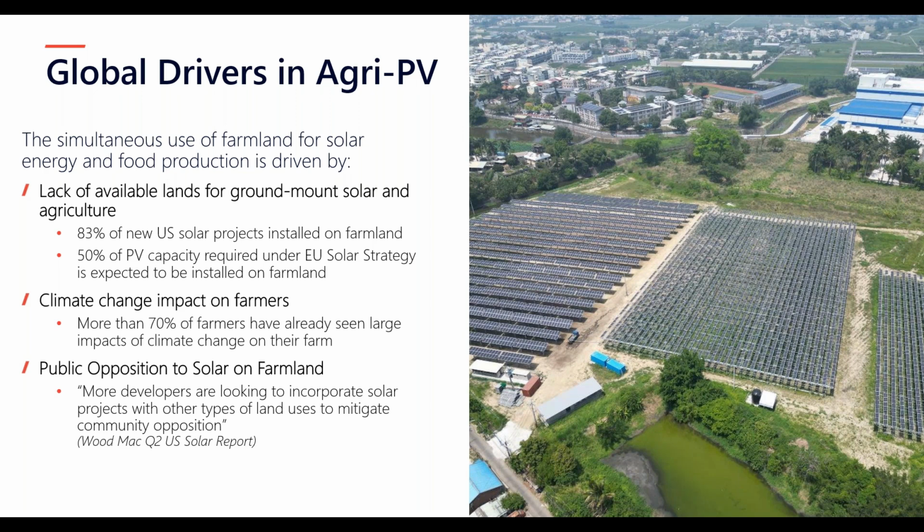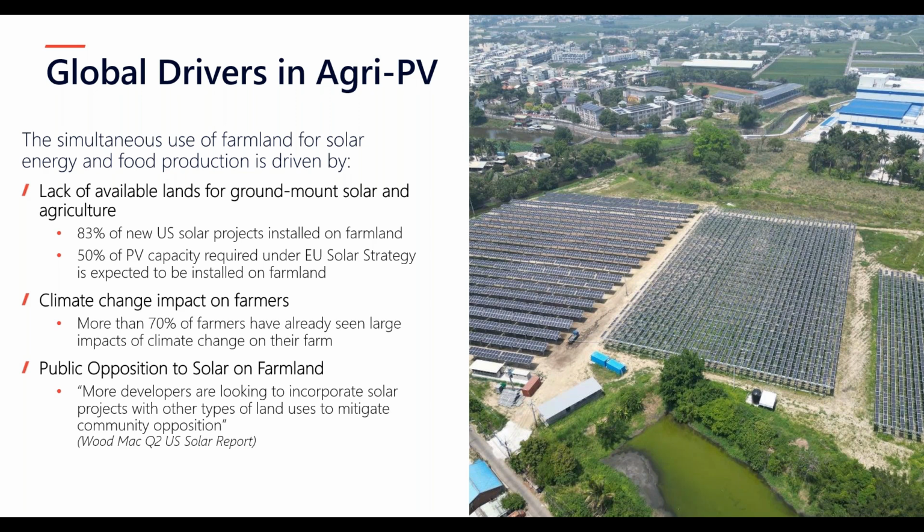And this is very much required because as you can see, globally, we see a trend of more and more ground mount solar projects that are being installed on farmland. You see, for example, that in the US, 83% of new solar projects are planned to be installed on farmland. By the way, 50% of these will be installed on the most productive farmland in the US. And in the EU, in order to achieve the European Union solar energy targets, the European Commission announced that 50% of the capacity required for achieving these targets will be installed on farmland.